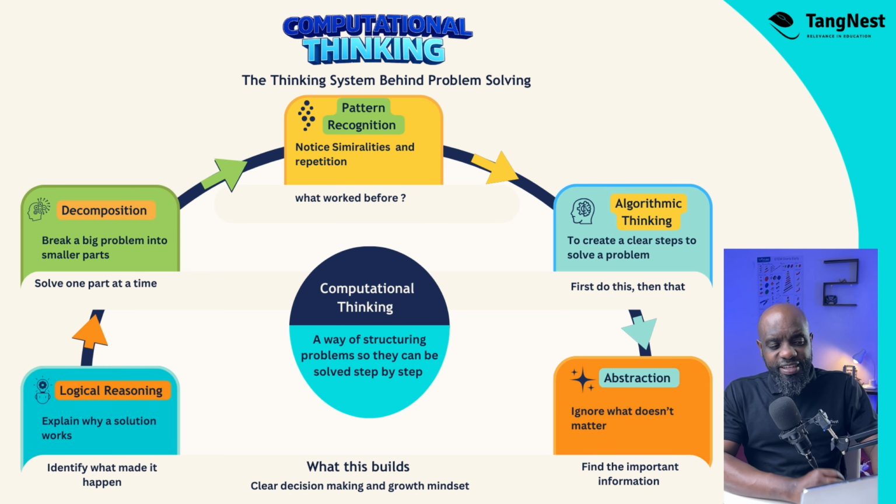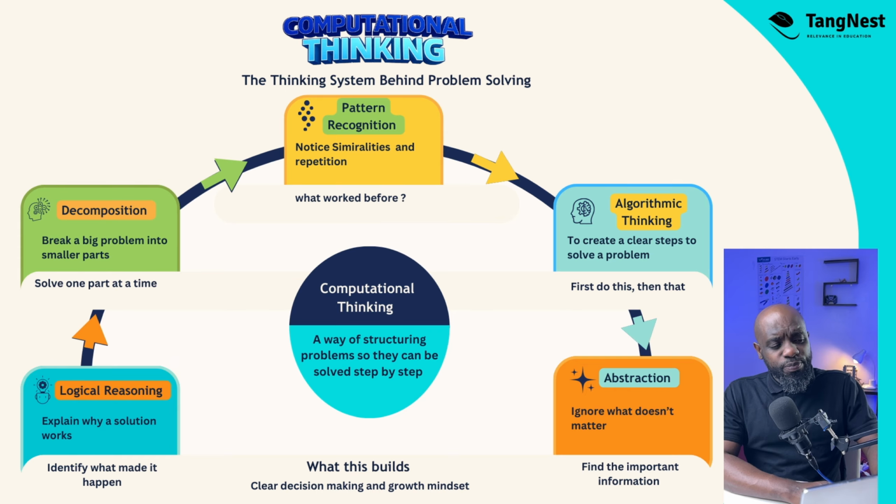Computational thinking is a way of structuring problems so they can be solved step by step. It is a system of thinking habits. And on this diagram, you can see 5 thinking habits. We call them habits because computational thinking is not something kids learn once, like a fact or a concept or a formula. It is something they practice repeatedly until it becomes natural. And that's exactly what a habit is.